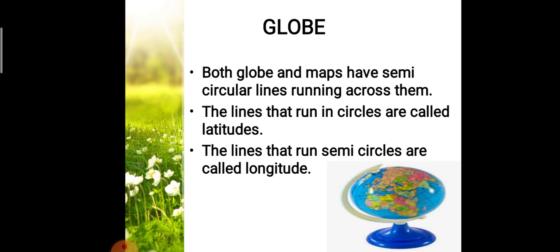Both globe and maps have lines running across them. All these lines are not exactly the lines which are found on Earth, because there are no such lines. These are just imaginary lines which we can see on a globe. The lines that run in circles are called latitudes and the lines that run in semicircles are called longitudes. We'll study all these lines in detail in this video only.